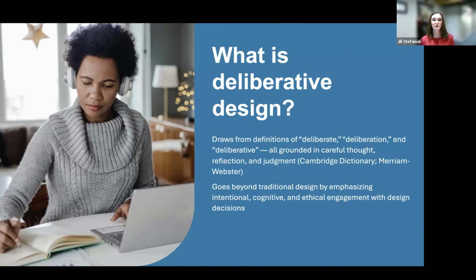And so this goes beyond the traditional design by pulling in more intentionality, thinking about what we know about the cognitive process with our design decisions, and being more situationally aware of what those decisions may be. And then, of course, looking at the ethical engagement. How are we doing right by our learners? And what steps and mechanisms are we putting into place in our design practices to ensure that we're doing that?